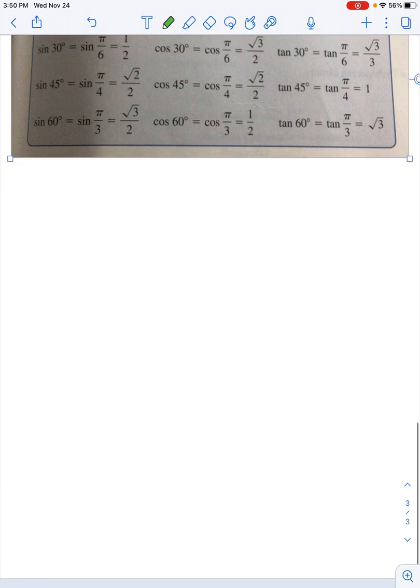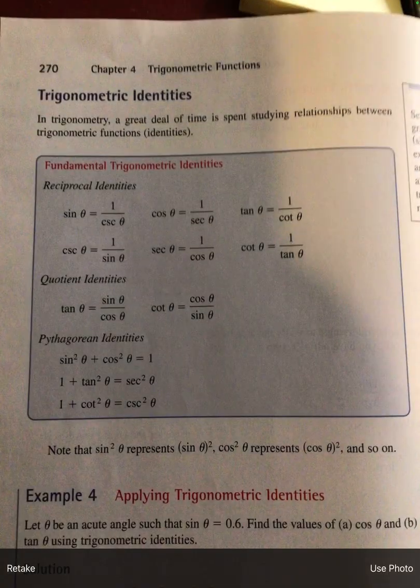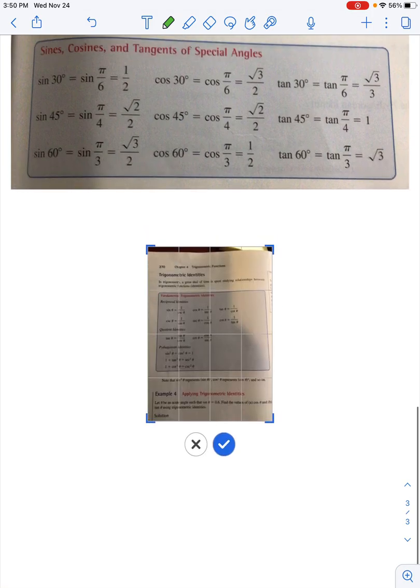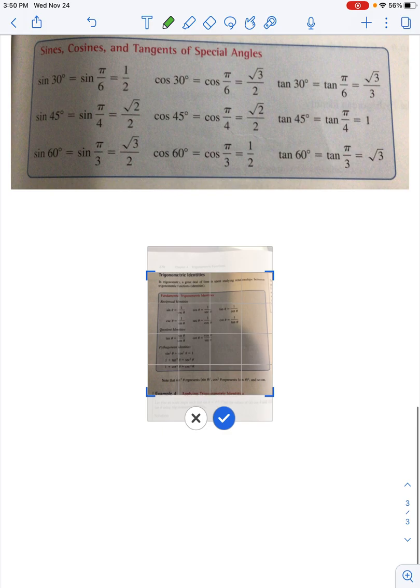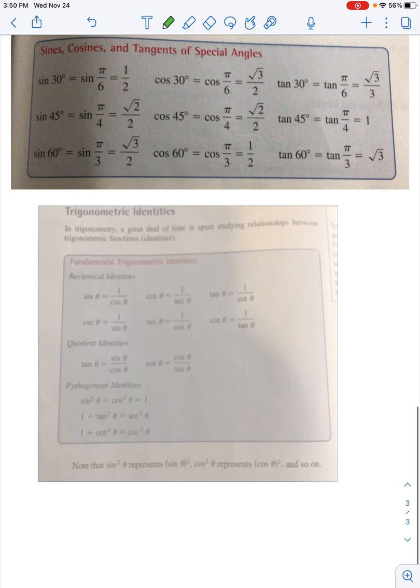Okay, so we also have these things called trig identities. These are going to be super useful, and you've got to know them so that you can apply them and substitute them in. So let's take a look here.